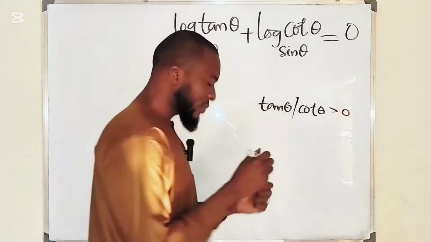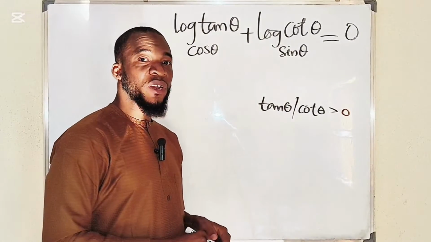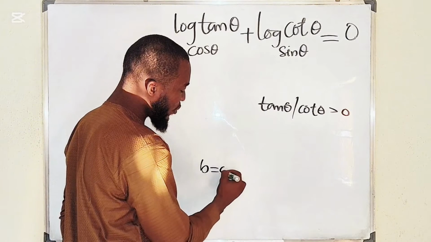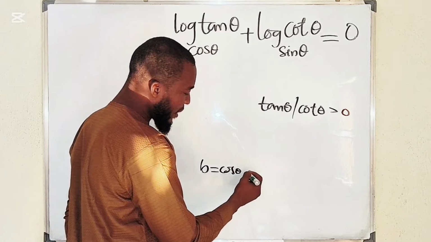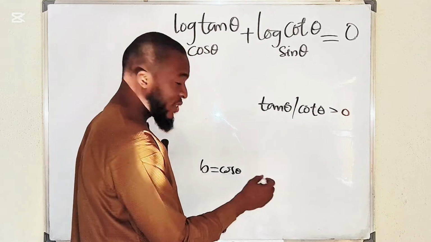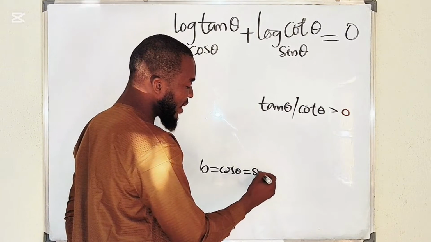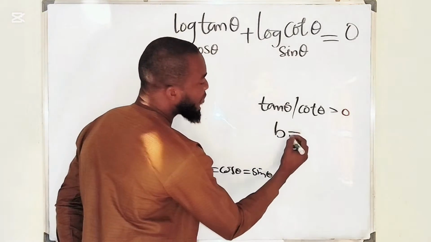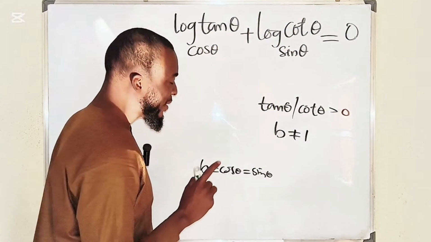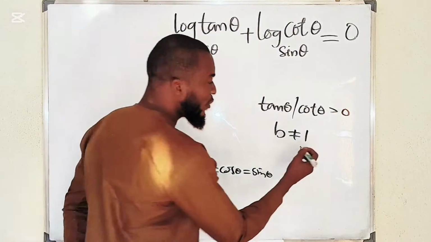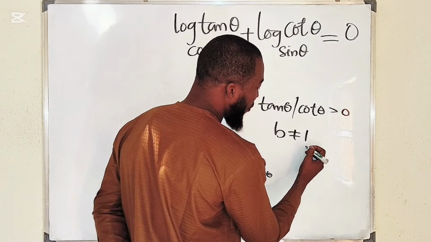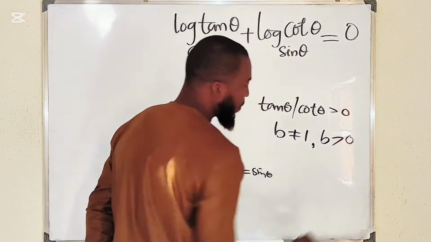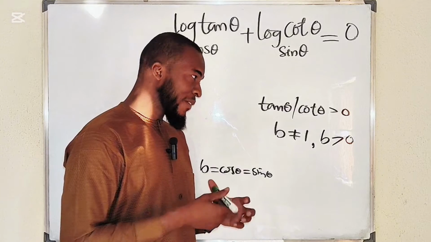Then the base of a logarithmic function can never be equal to 1. So let's assume b is equal to cosine theta, and let's assume they are all equal because they are all bases, I want to treat them the same, and also equal to sine theta. So this b can never be equal to 1, and also it must be greater than 0, right? It must be greater than 0, and it can never be equal to 1.